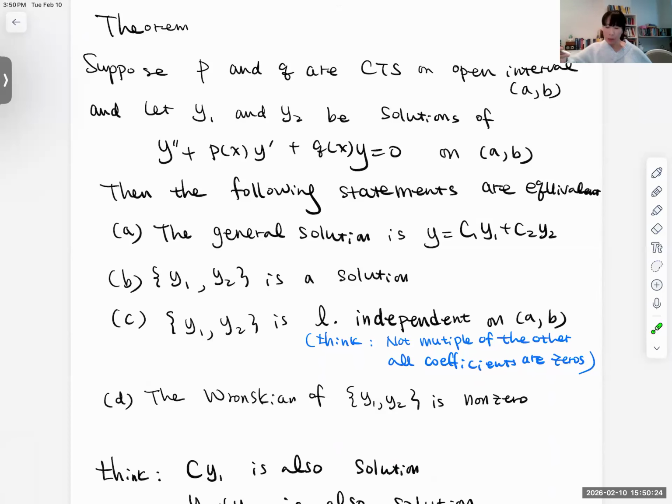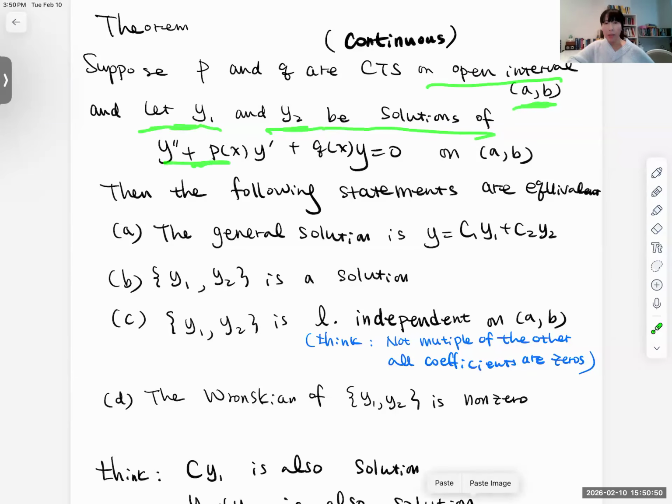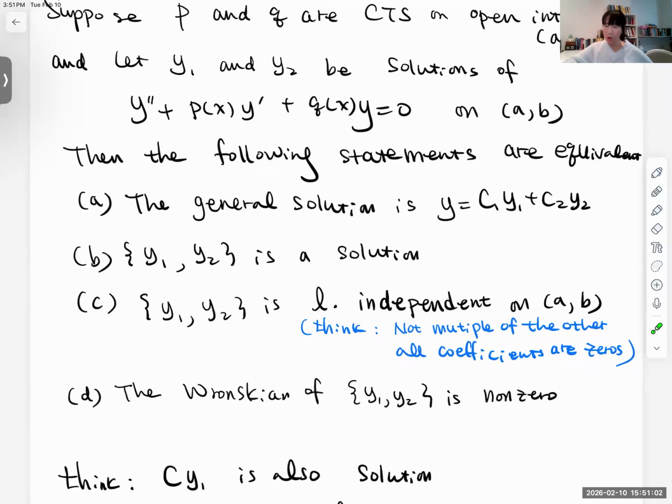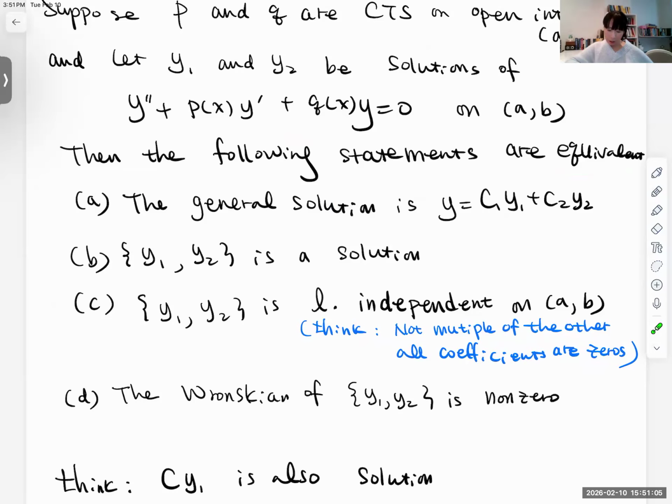So let me just read. Theorem: we have Q and R continuous on an open interval, and let y sub 1, y sub 2 be solutions of a linear second order homogeneous equation on (a, b). They say that the following statements are equivalent: A, B, C, D.